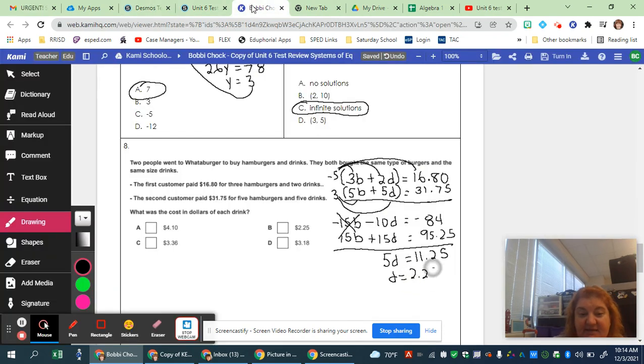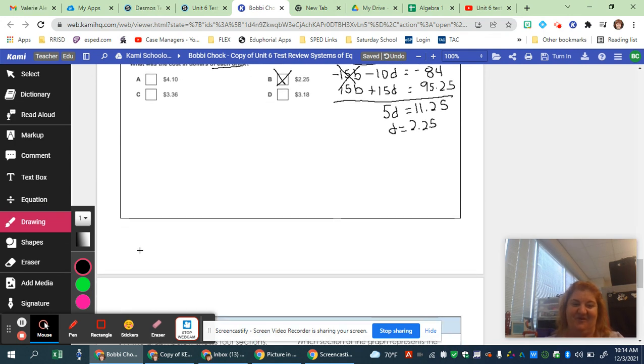Because that's what it's asking for. How much was each drink? 2.25. Now, remember, it might have asked for something different. If it would have asked for how much for each burger, I would have had to plug in the 2.25 and then recalculate. But my answer is 2.25. I'm going to stick with that one.